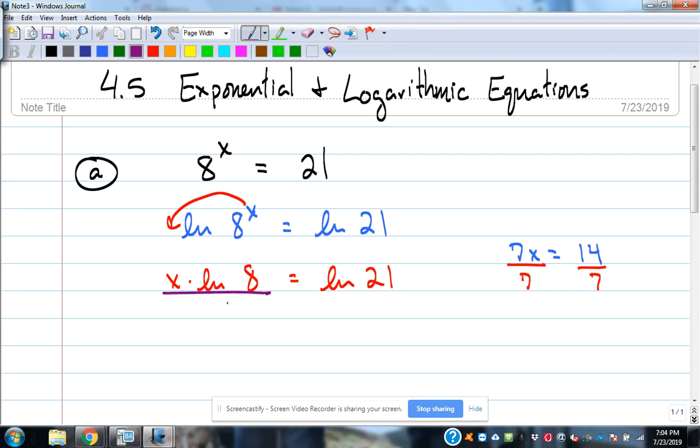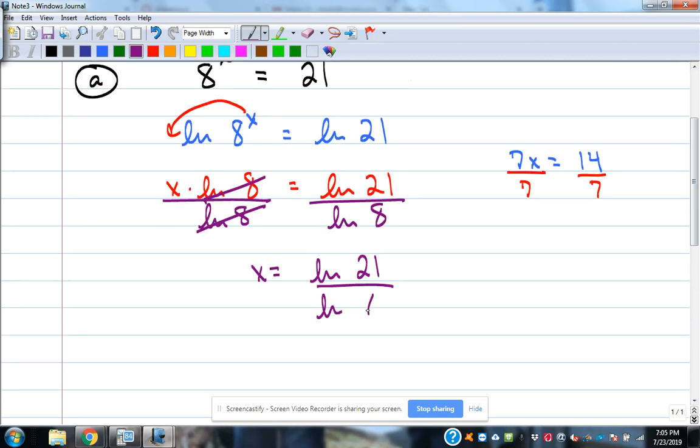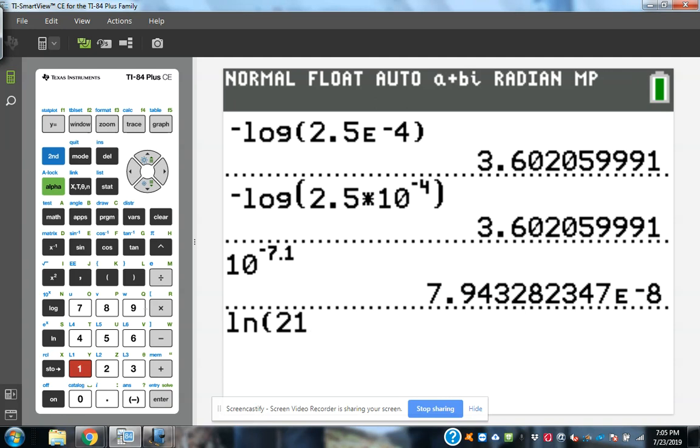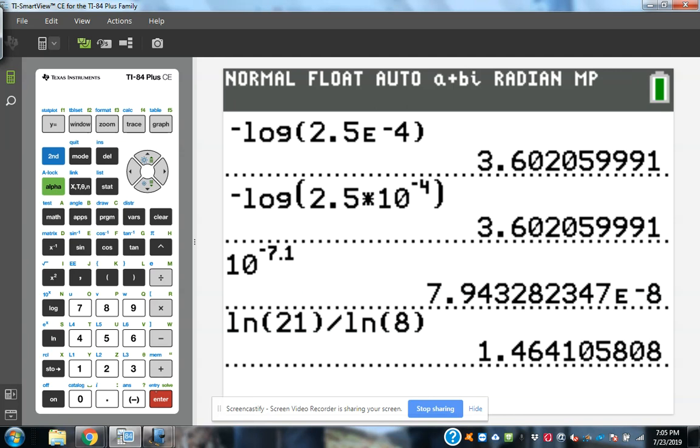To get x by itself, I divide by the natural log of 8, and that cancels out on this side. On the other side, what I divided by was the natural log of 8. So x is equal to the natural log of 21 divided by the natural log of 8. Then we're going to get the decimal approximation as well. With my calculator, I'm going to do natural log of 21, close the parentheses, divided by natural log of 8, and go to 4 decimal places: 1.4641.